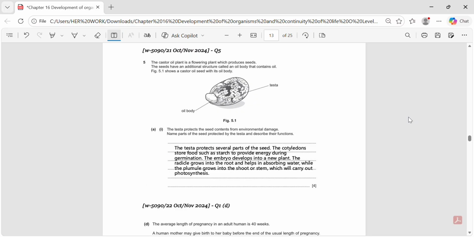And the answer we'll write is, the testa protects several parts of the seed. The cotyledons store food such as starch to provide energy during germination. The embryo develops into a new plant. The radicle grows into the root and helps in absorbing water, while the plumule grows into the shoot or stem, which will carry out photosynthesis. This means that the testa acts as a protective layer, keeping all the important structures inside safe. The cotyledons act as a food store, the embryo is the young plant, the radicle forms the root system for water absorption, and the plumule develops into the shoot, which will eventually make food by photosynthesis.